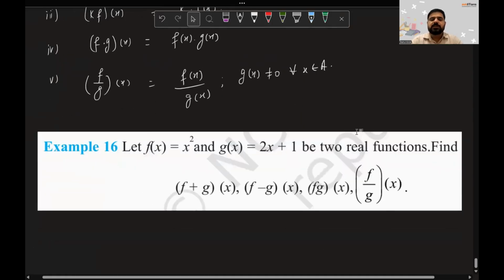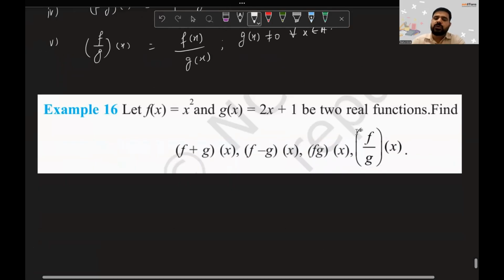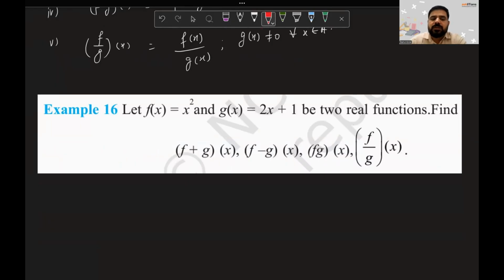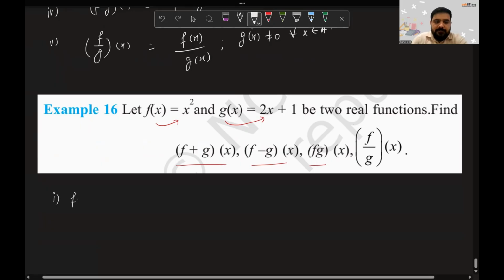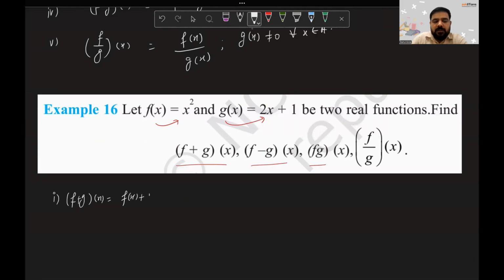The question tells us that f of x is x square and g of x is 2x plus 1. This is f and this is g. And we need to find f plus g, f minus g, f into g, f by g. The first thing we'll be calculating is f plus g of x. F plus g of x will be the same as f of x plus g of x. So f of x was x square, plus g of x was 2x plus 1. So this is f plus g of x.